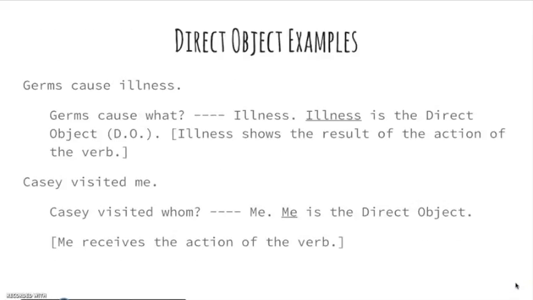Some direct object examples. Germs cause illness. Germs cause what? Illness. So illness is the direct object. Illness shows the result of the action of the verb. And your other example, Casey visited me. Casey visited whom? Me. Me is the direct object. Me receives the action of the verb.